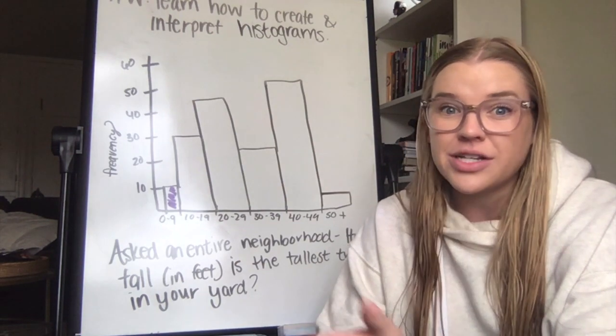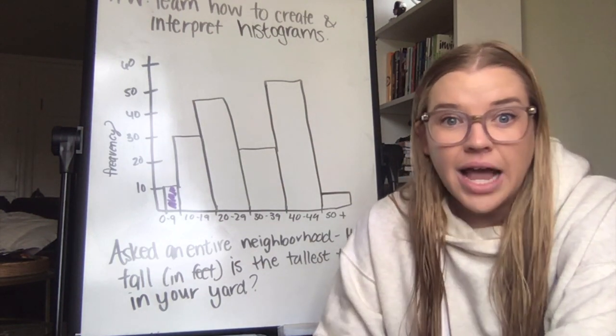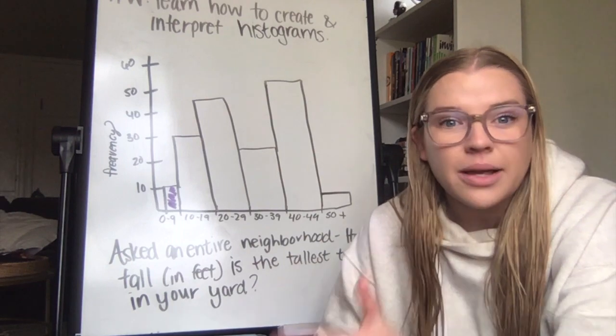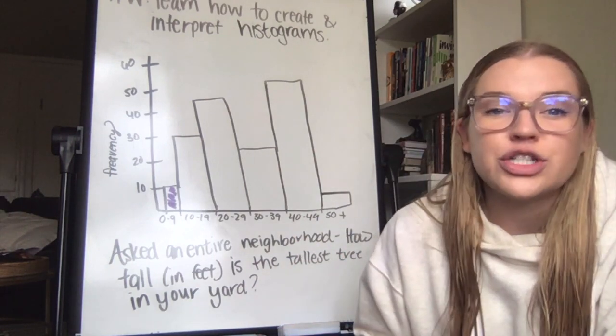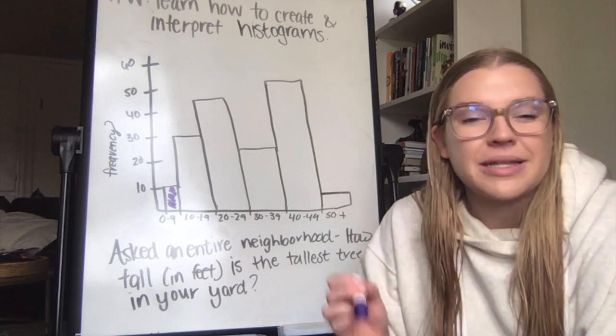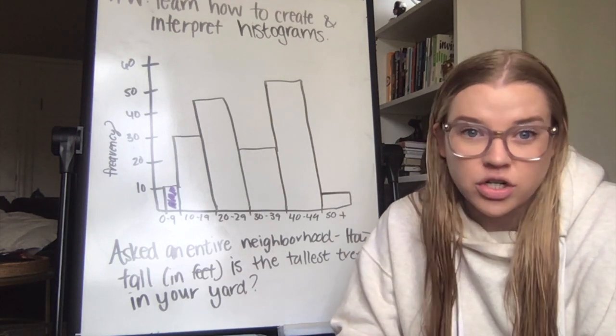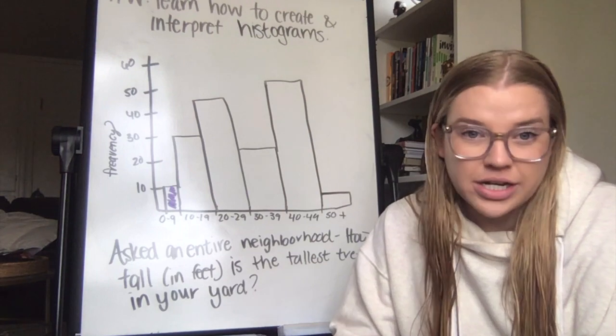Because then the answer would be 0, or that the tallest tree in their yard was 9, or 8, or 7, or 6, or 5, anywhere in between there. Now, let's say how many people answered between 30 to 39 feet. That means the tallest tree in their yard they measured was between 30 and 39 feet.